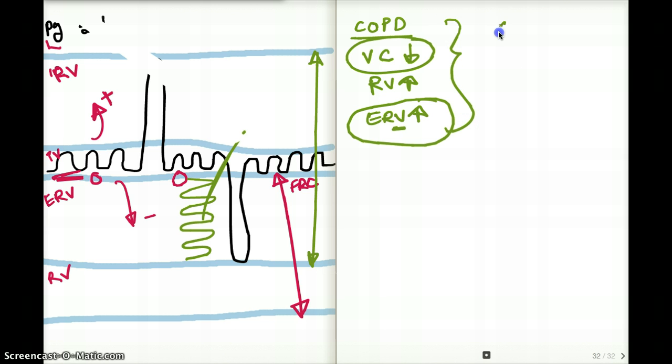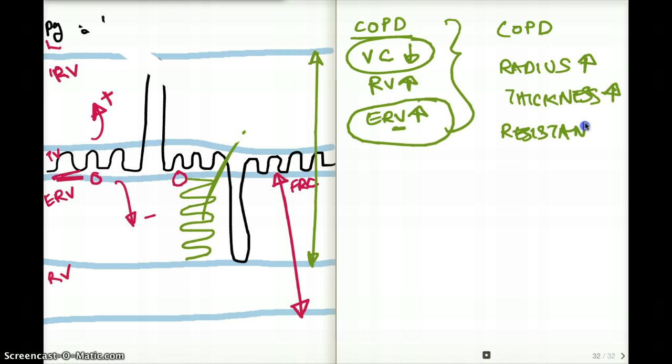So in COPD, the radius of the alveoli is going to be increased due to thickness. The thickness is going to be increased, so the radius is going to be increased. Due to increased radius, there is going to be increased resistance. So resistance is also going to increase. And due to this increased resistance, the ability to expel air out of the lungs is going to be decreased. So air flow rate is also going to be decreased because all of these are going to be increased.